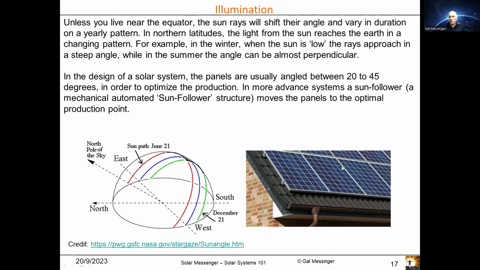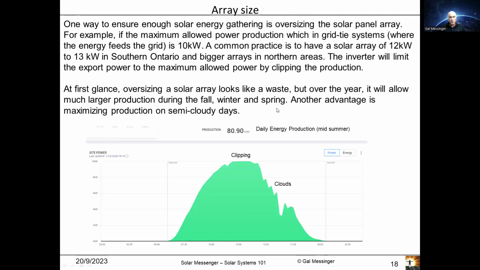I've got two angles. On my garage, it's about 20. On my house it's about 35 degrees, which means that I can get different illuminations in different time frames. So when I design a solar system, all of this has to be taken into consideration. The solar array is very important, and a lot of people don't know, and I'm telling them, we have to oversize the arrays usually in Canada.